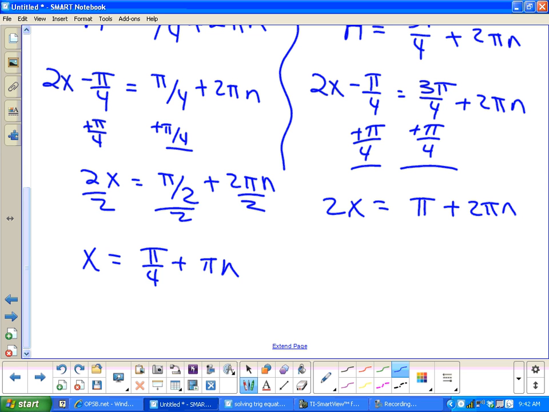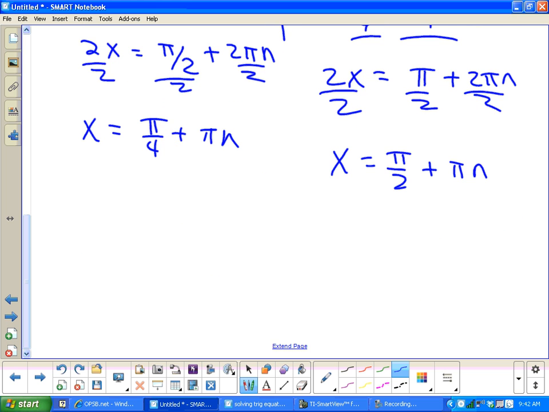Because we did it over 2, we're going to do it over 2 now. That's what you were just thinking, a step ahead. That's all it was. All right, divide by 2. So we get pi over 2 plus pi n. Okay. All right, I got 0. So it's pi over 4 and pi over 2.